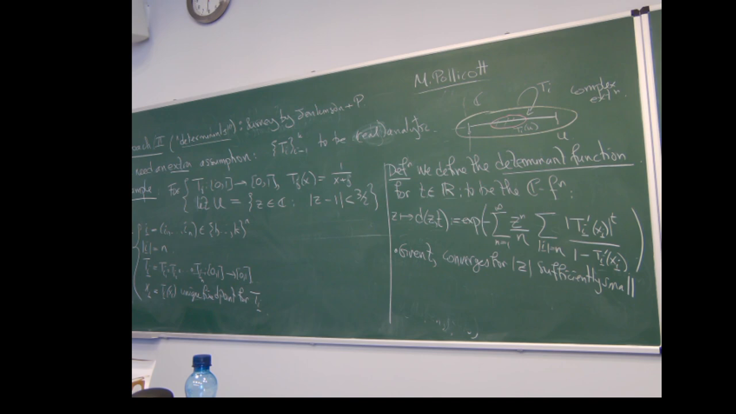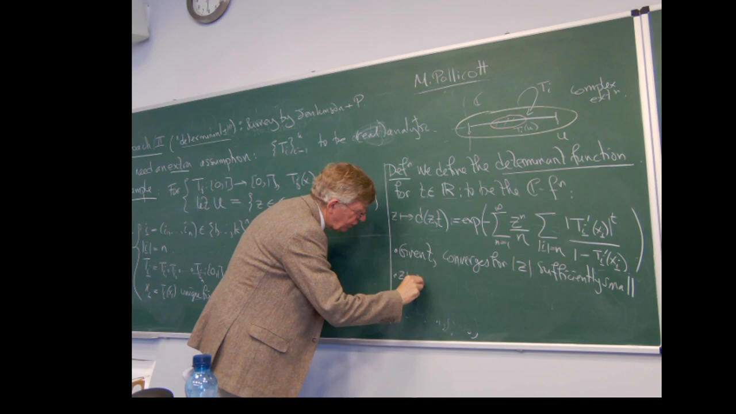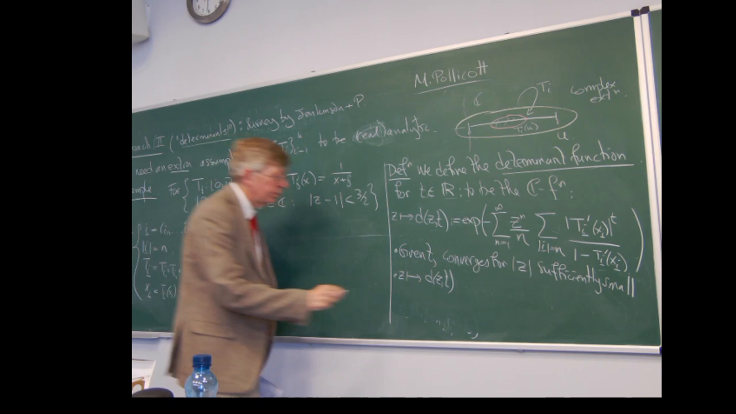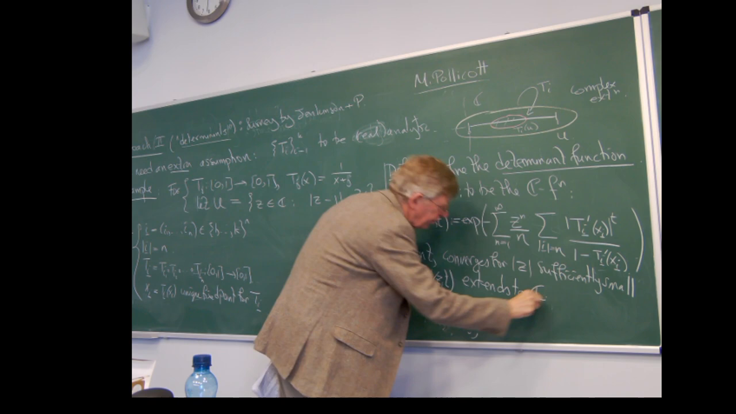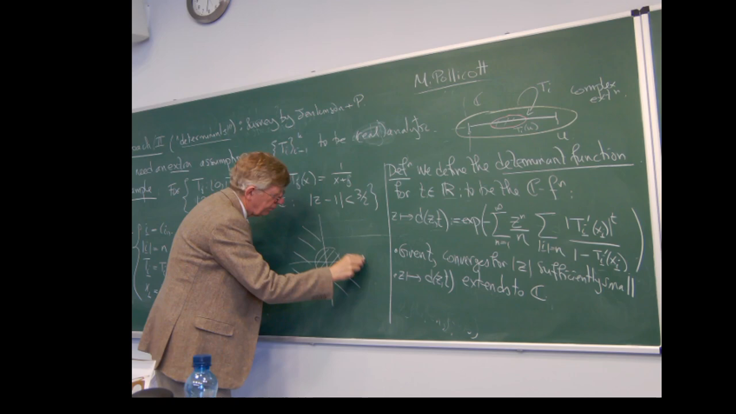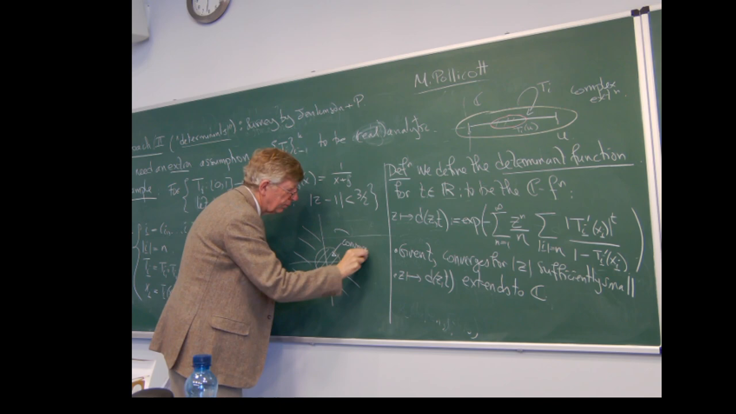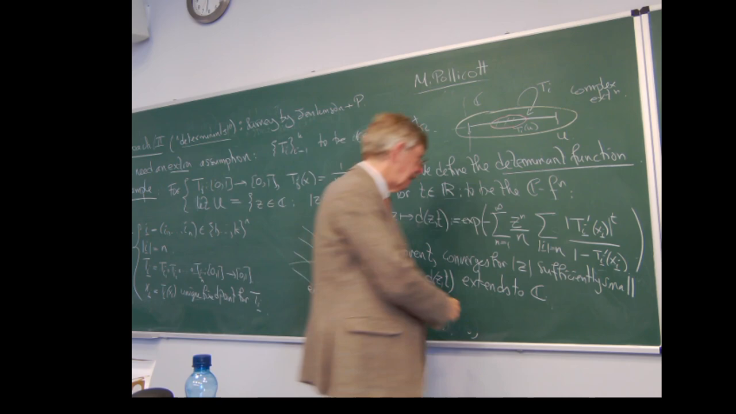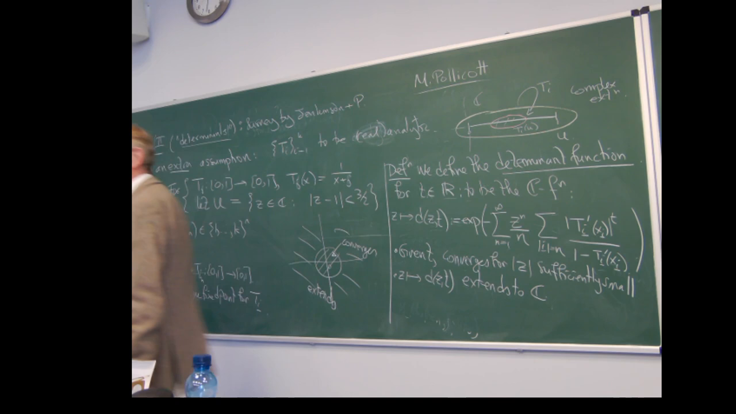Moreover, it has the property that as a function it actually has an extension to the entire complex plane. So it converges in some region, down here, and then it extends over here. The extension to C requires this analyticity property. That's where it came in. If we didn't assume that, we couldn't get that last bit.